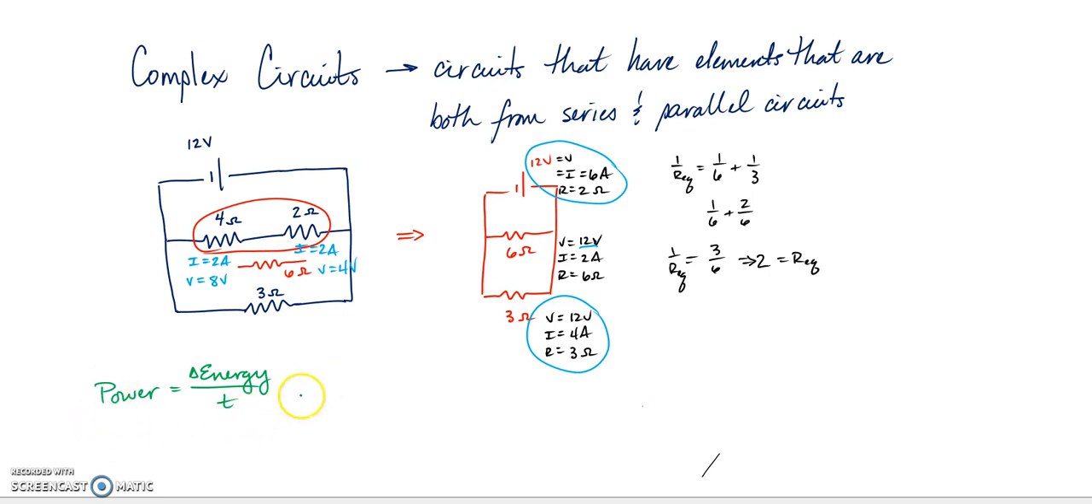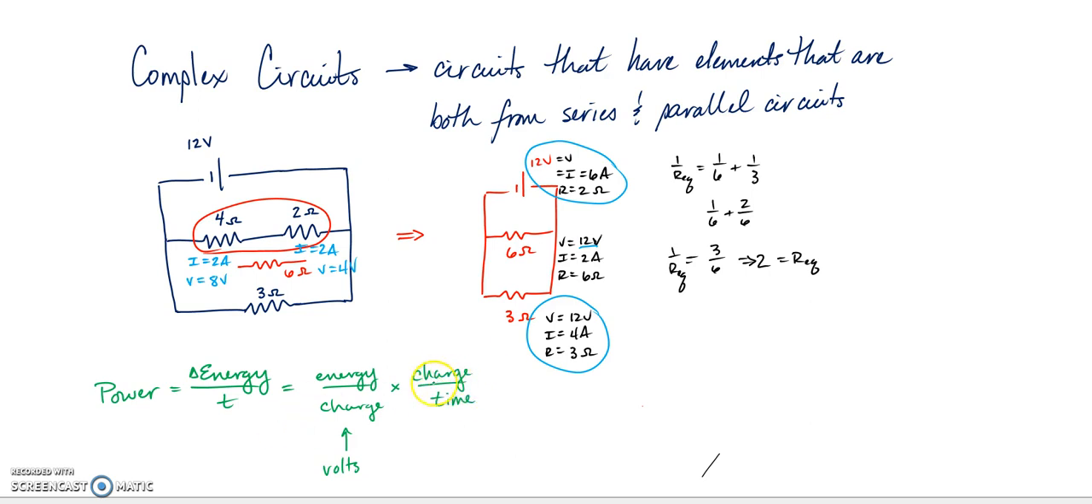So to figure out the equation for power, well, that's energy per unit time. Well, if you remember, volts is energy per unit charge. All right, so this is volts. And current is the rate at which charge passes through the circuit. So that is the amount of charge that passes through in a given amount of time.